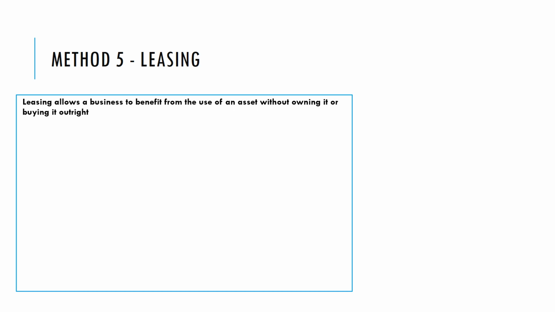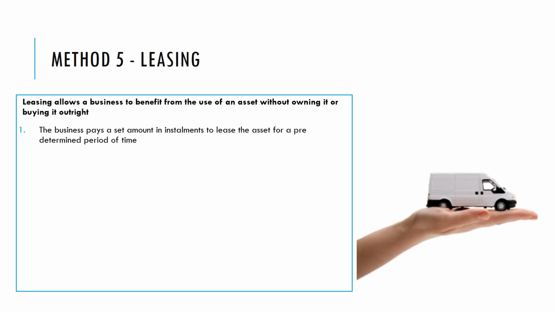Okay, number 5 is leasing. And leasing allows a business to benefit from the use of an asset without owning it or buying it outright. So the business pays a set amount in installments to lease the asset, which is equivalent to renting it for a predetermined period of time.